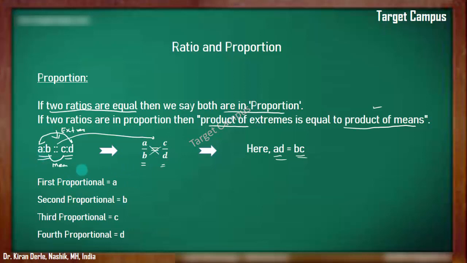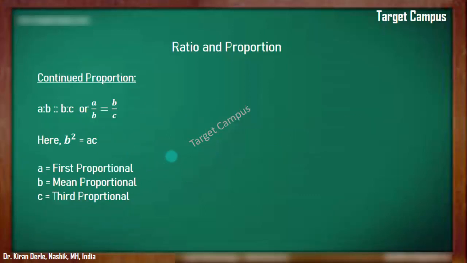A is called the first proportional, B is called the second proportional, C is called the third proportional, and D is called the fourth proportional, right? So this is the basic stuff of proportion. We have one more concept, continued proportion. What is continued proportion? A is to B is in proportion with B is to C. So B is continued here.